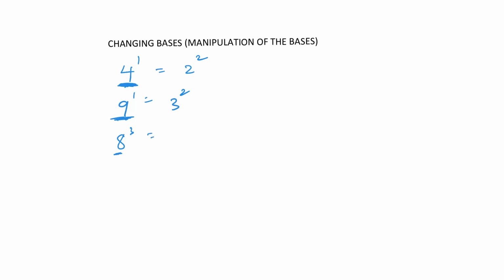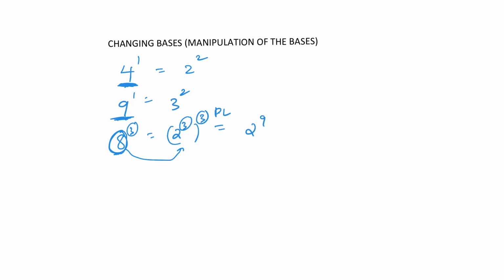In other words, when I say change bases, that means this 8 is going to change into a different base. The exponent is still 3. It's just what's going to happen to the 8. Well, we know that 2 to the power of 3 will give you 8. And we can actually simplify this using the power law. Well, what happens when you have exponents next to each other? Well, this is the power law. You multiply them. So this becomes 2 to the power of 9.